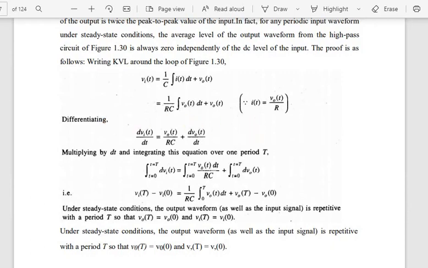After differentiating, of course, you will remove this one. So the answer will be d Vi of t by dt is equal to V naught of t divided by RC plus dV naught of t divided by dt. Now multiplying by dt and integrating this equation over one period of time, that is t equals capital T, the limits will be from 0 to capital T.